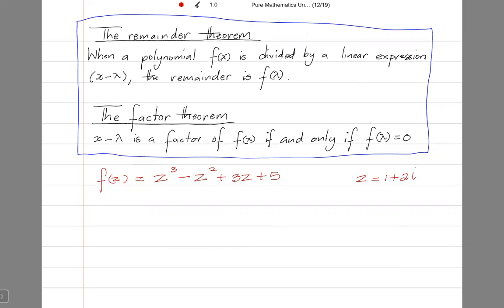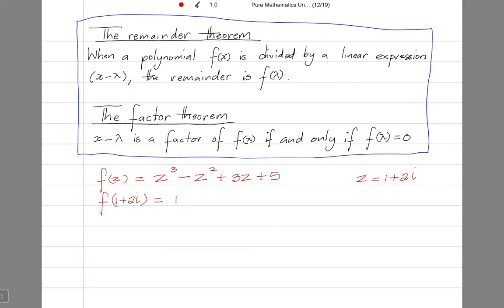Now, according to the factor theorem, if I find f of 1 plus 2i, which means anywhere in the function wherever I see z, I take out z and put 1 plus 2i. If that works out, and when I work it out I get 0 for the entire thing, it means therefore that what? 1 plus 2i would be a root, and z minus (1 plus 2i) would be a factor. That's what it's saying. So I'm going to do exactly that.